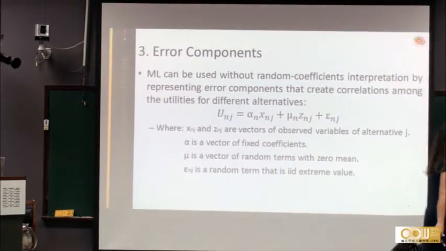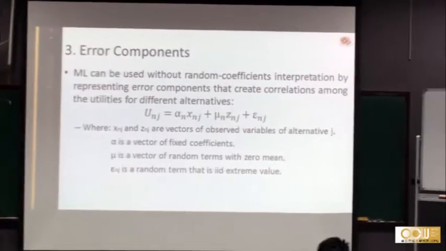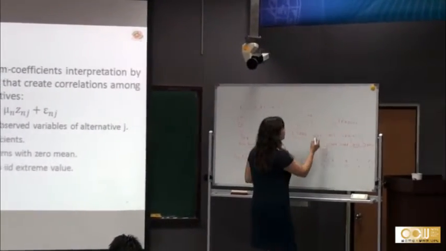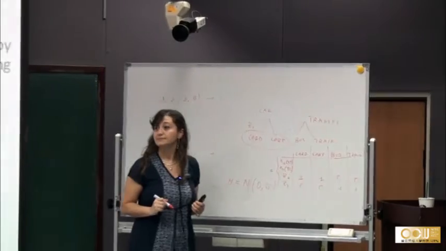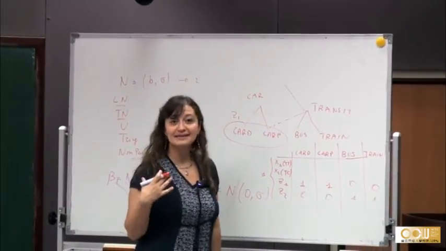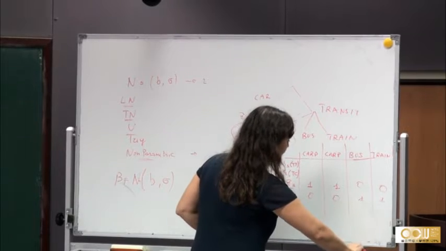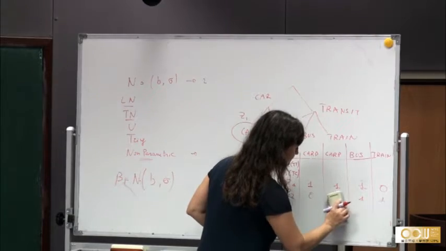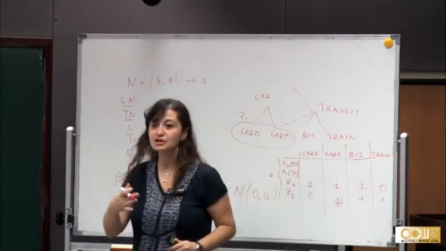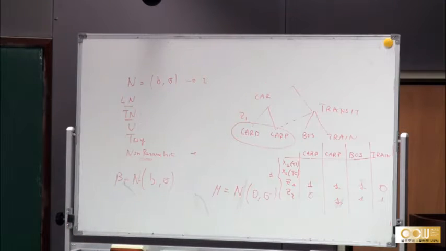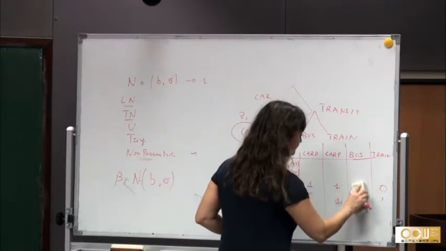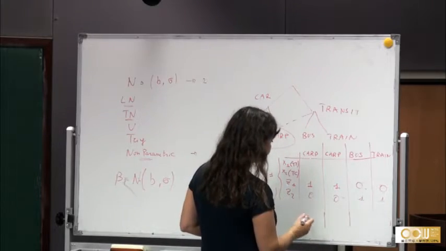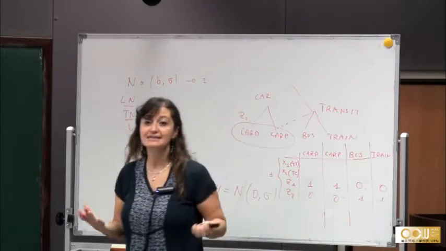Well, you can also do, for example, cross-nested logit, right? Because suppose that you want to do this, so you estimate something that is like this, right? Car passengers belong both to the nest of car and to the nest of transit. Or, yeah, you can create as many nests as you want.